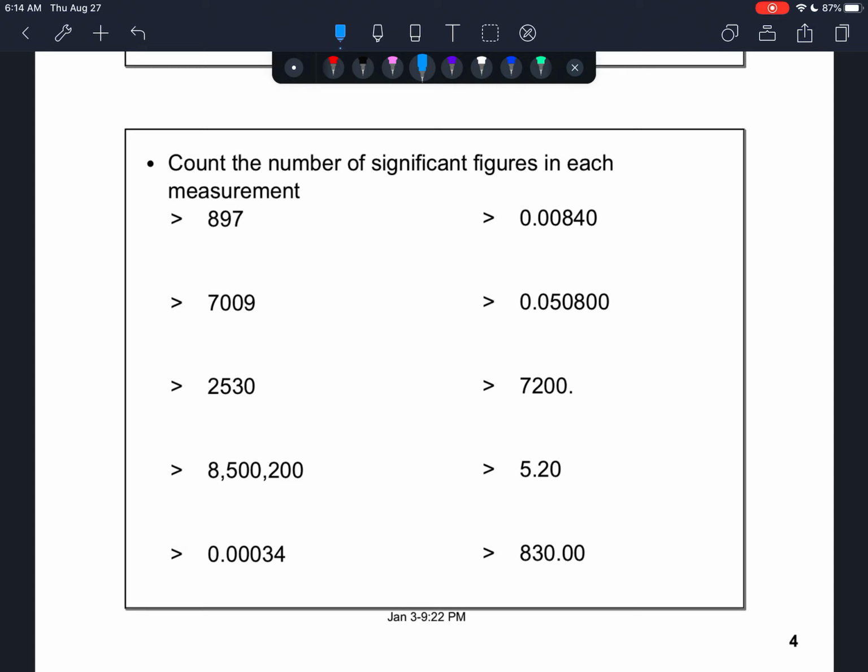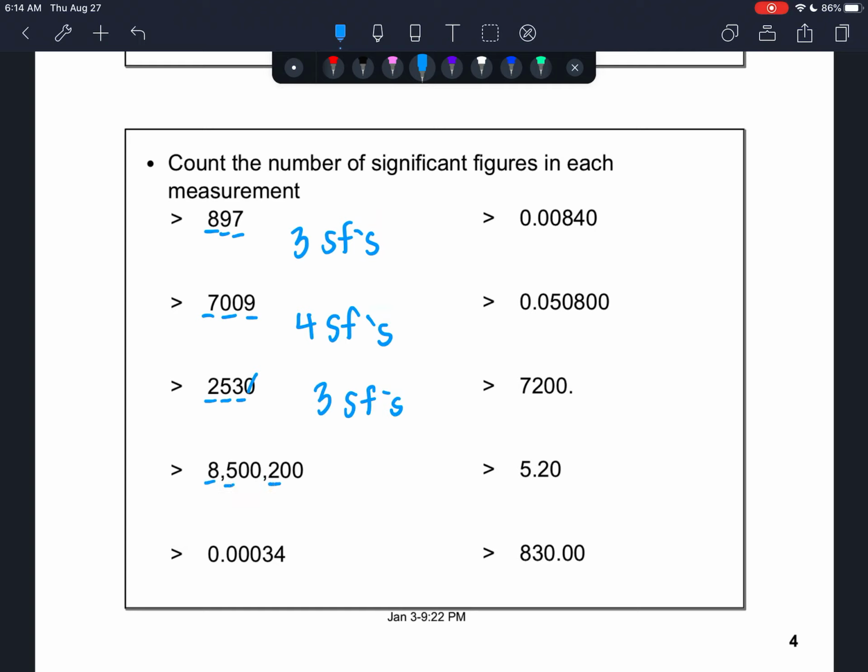All right, I'm assuming if you're listening to this, that means you tried these and you are ready to check your answer. So let's start with 897. 8, 9, and 7 are all whole numbers, so they count. 3 significant figures. 7,009. The 7 and the 9 definitely count, and my middle zeros also count, so I have 4 significant figures. 2,530. I know the 2, 5, and 3 count, and my ending 0 only counts if there's a decimal, and there is no decimal, so it does not count. 3 significant figures.